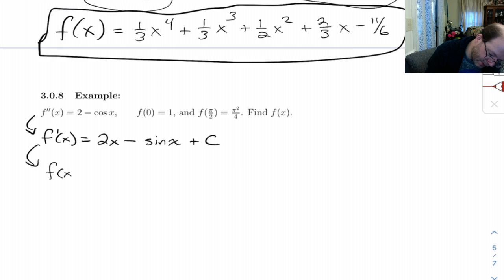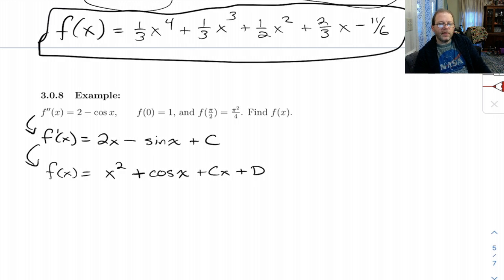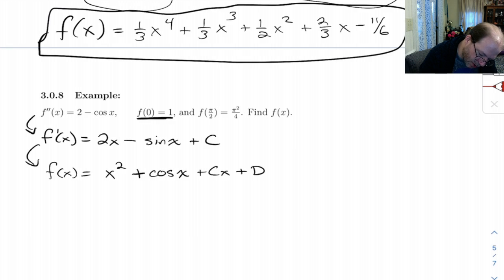And now do this again. We get f of x is x squared. Antiderivative of sine is negative cosine. So we're going to get minus negative cosine. Then we'll get plus cx and then plus another constant, d. All right, so we've got that. Now we've got to plug our numbers in. Okay, this is nice. Whenever they give you one where the x value is 0, that's nice because it's going to make one thing cancel out.